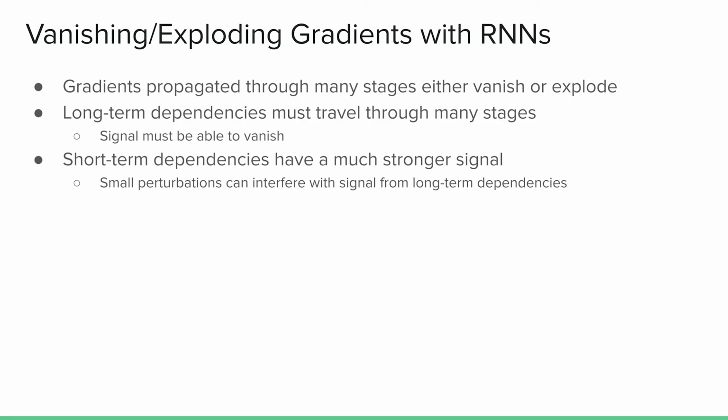We only start predicting extremely large numbers, and then all of a sudden this thing breaks down. So when we have these gradients that are propagated through many stages, we really want them to proliferate all the way down. And we have an issue here, because on the one hand, we want information to go all the way through, because we want to preserve long-term dependencies.